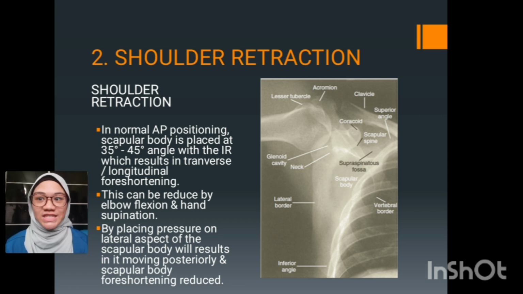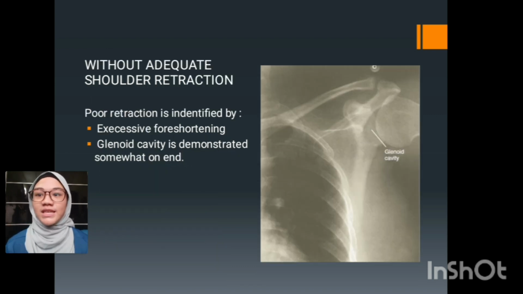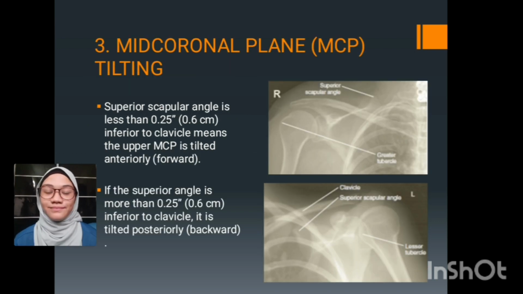Second, shoulder retraction. In normal AP positioning, the scapular body is placed at a 35 to 45 degree angle with the image receptor, which results in transverse or longitudinal foreshortening. This can be reduced by elbow flexion and hand supination. Placing pressure on the lateral aspect of the scapular body will move it posteriorly, and scapular body foreshortening will be reduced. Poor retraction is identified by excessive foreshortening. The glenoid cavity is demonstrated somewhat end-on.